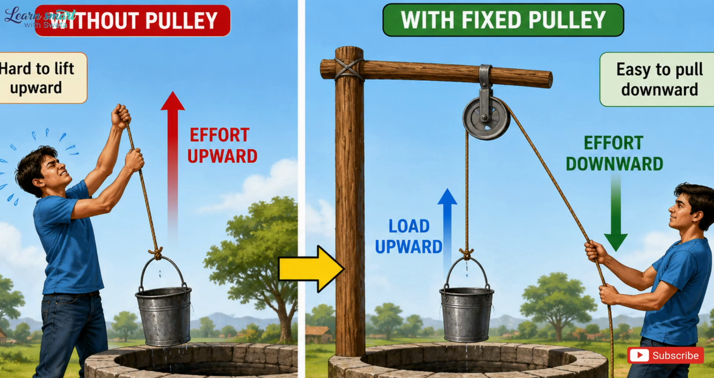Now you may ask, if there is no gain in force, then why use a fixed pulley at all? The answer is simple. A fixed pulley is used only to change the direction of effort. Instead of lifting upward, you can simply pull downward, which is much more convenient.